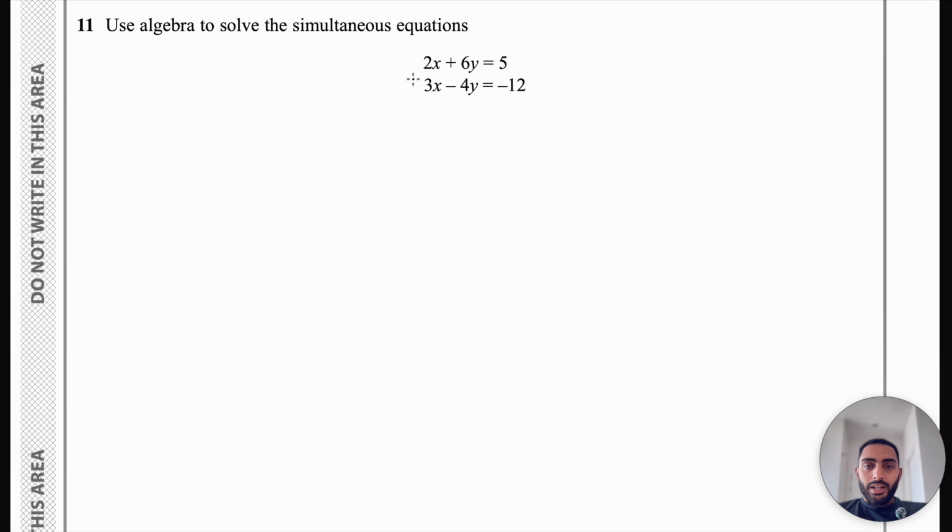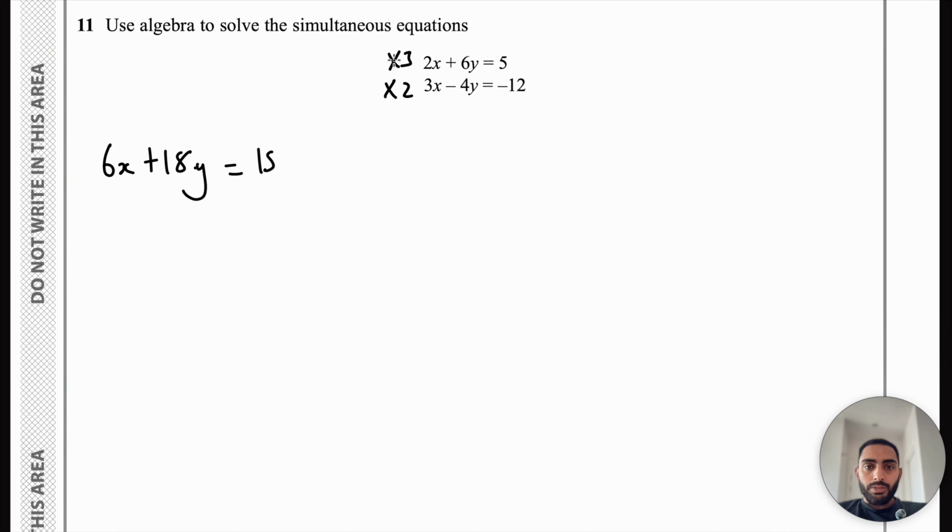I'm going to try and get these x's to be the same because the lowest common multiple of 2 and 3 is 6, and I need to multiply them by smaller numbers than getting these y's to be the same. To get this 2x to become a 6, I'm going to multiply that whole equation by 3. And to get this 3x to become a 6, I'm going to multiply the whole equation by 2. Multiplying this first equation by 3, 2x times 3 is 6x. 6y times 3 is 18y is equal to 5 times 3, which is 15.